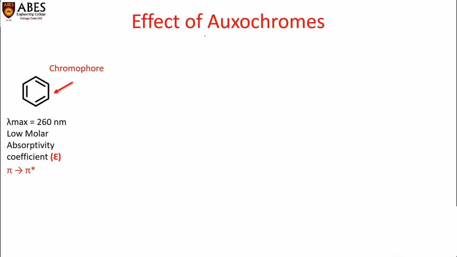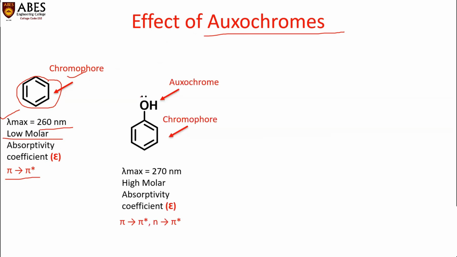Now we will discuss the effect of auxochrome. Here we can see that benzene is a simple chromophore with absorption maxima at 256 nanometer with lower molar absorptivity coefficient and undergoes pi to pi star transition. But when we attach a hydroxyl group, lambda max increases to 270 nanometer with high molar absorptivity coefficient and undergoes pi to pi star transition with additional non-bonding to pi star transition.